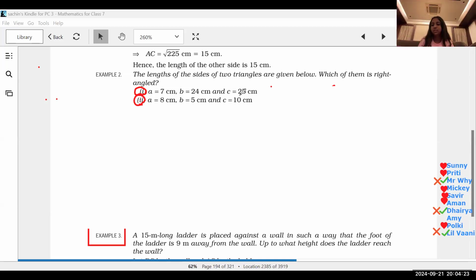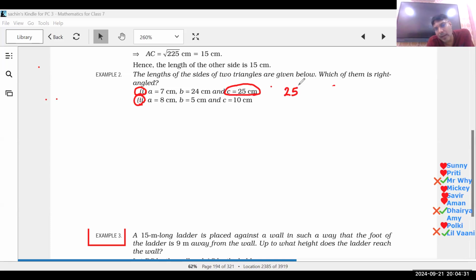Beta, what is 25 square? Don't you remember? Guys, it would be helpful if you memorize squares up to 30. So 25 square is 625.